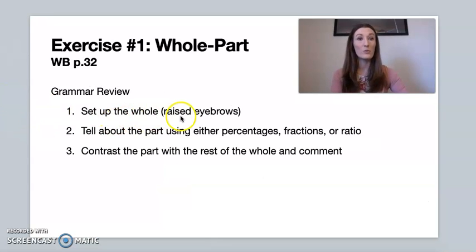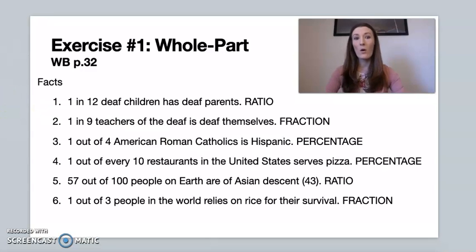So that's a review. You set up your topic, you use the fraction, the percentage, and you have to finish it, make sure it's complete to 100. Okay.